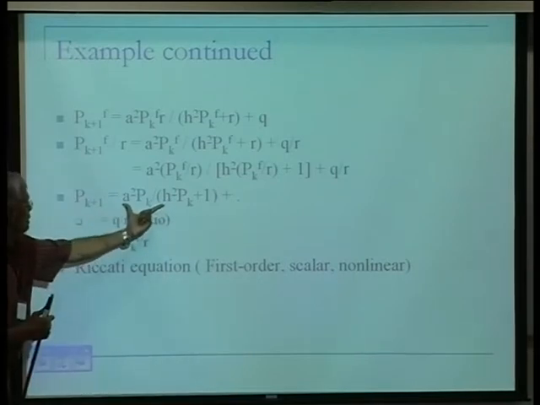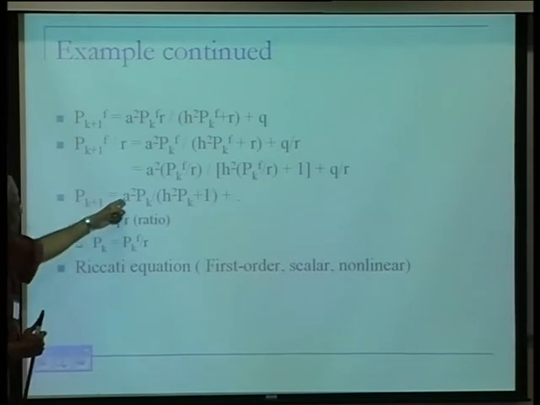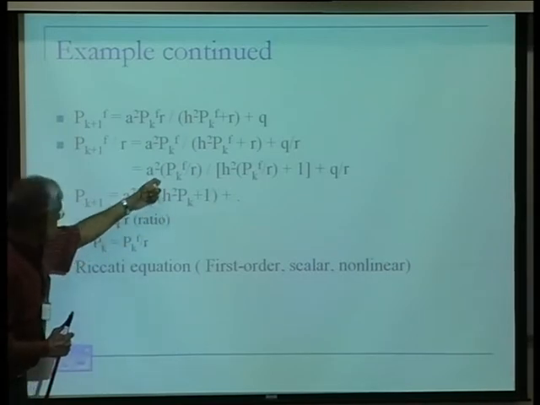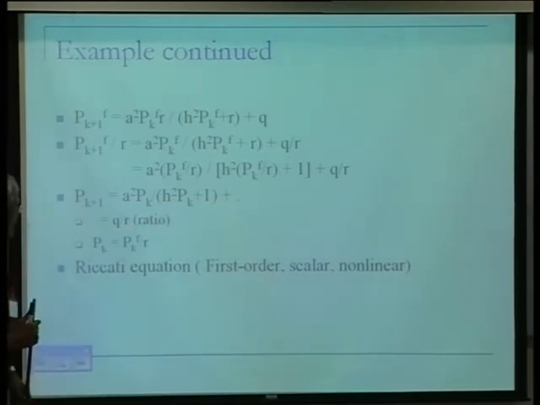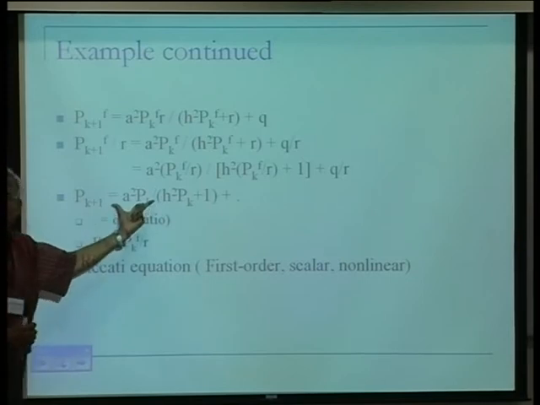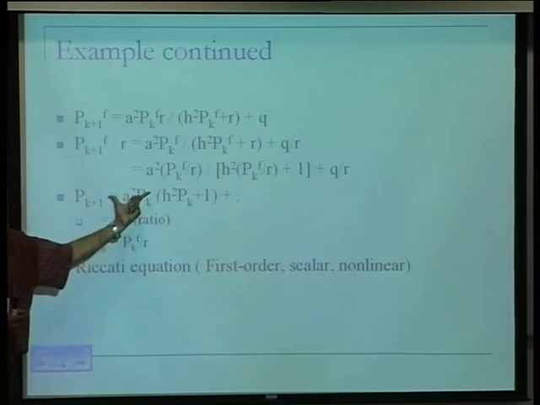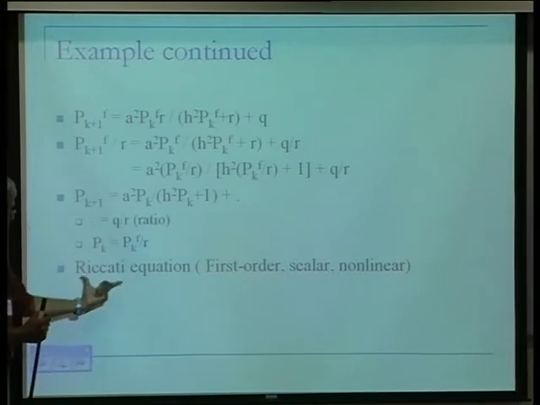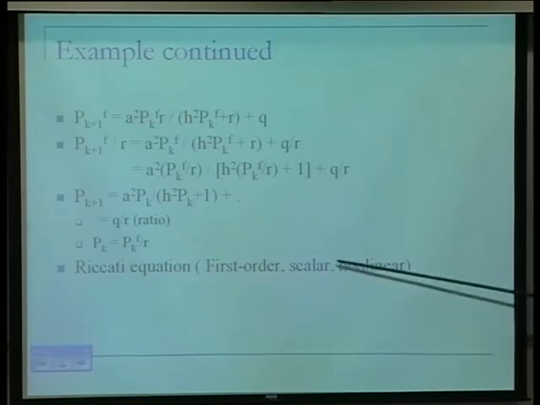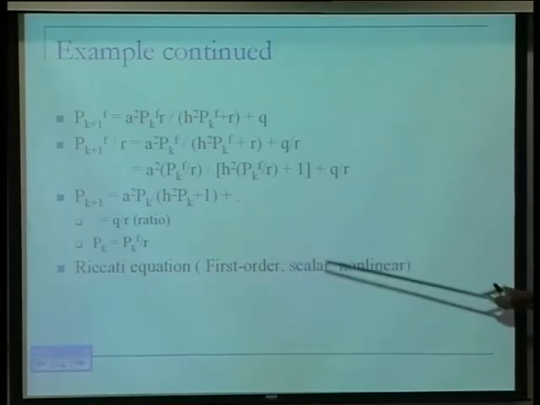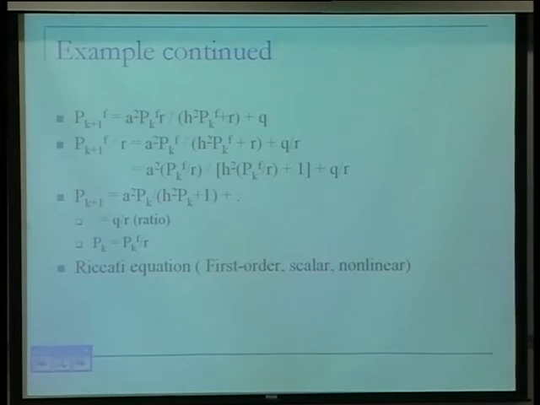Do you see the place? Pk plus 1 is equal to a squared pk divided by h squared pk plus 1, plus q, which must be a q in here. So this is a nonlinear difference equation. It is the Riccati version of the discrete time equation. So the covariance essentially evolves according to a nonlinear first order scalar difference equation, which is of the kind Riccati, which is a standard form in mathematics. It is an example of nonlinear equations.